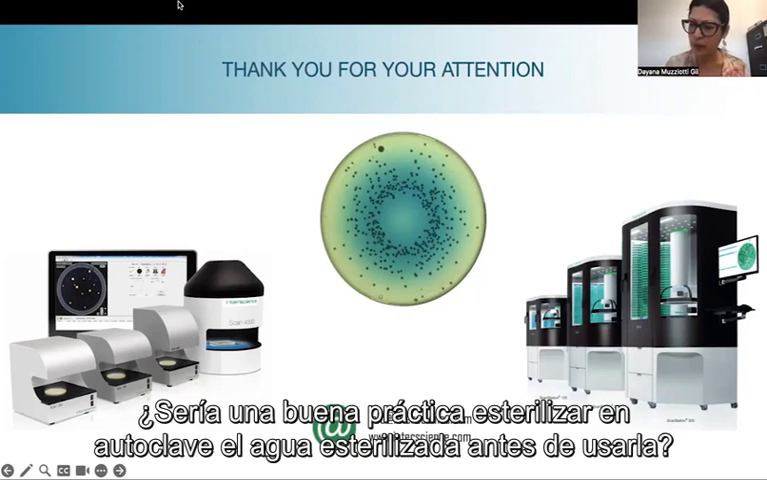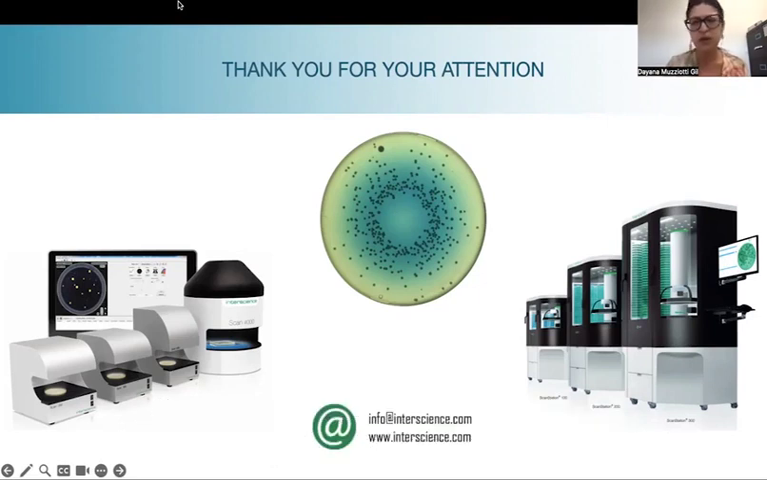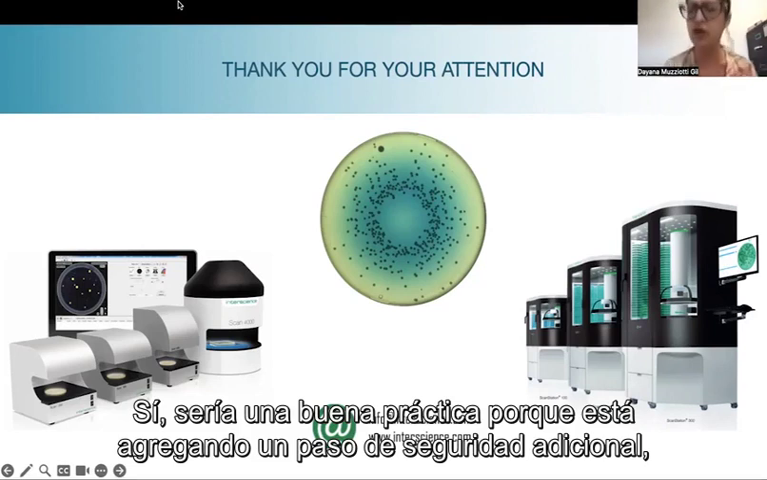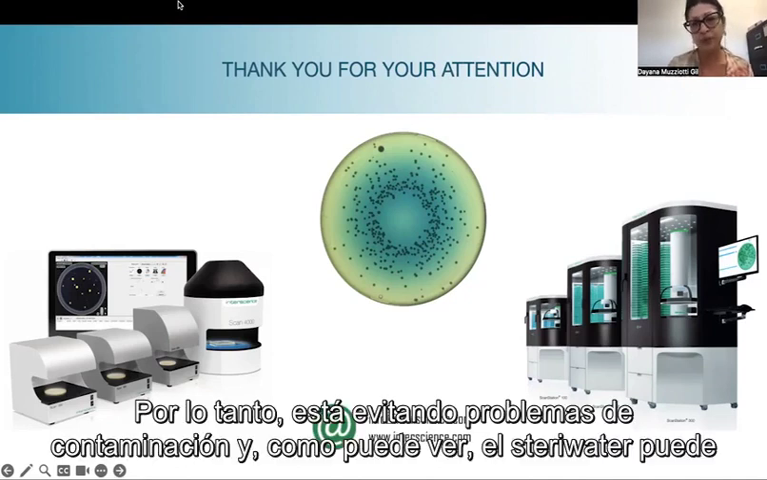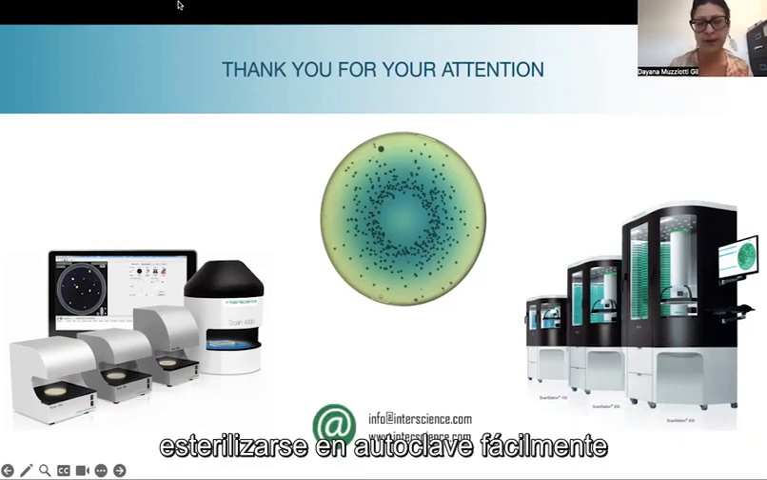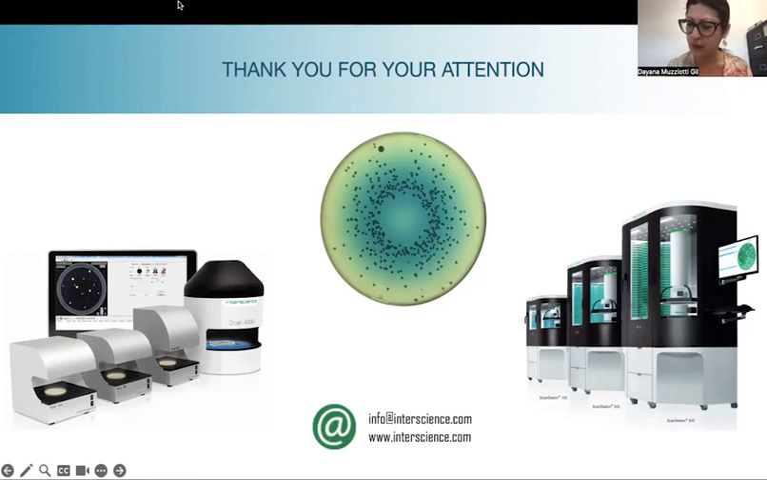Would it be a good practice to autoclave the steady water before it is used? Yeah, it would be a good practice because you are adding an extra safety step. So you are avoiding contamination issues. And as you can see, the steady water can be easily autoclaved.